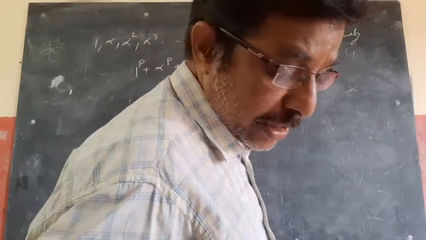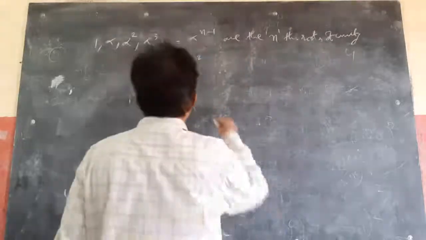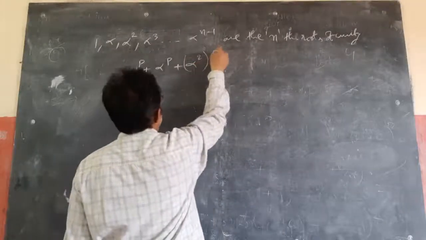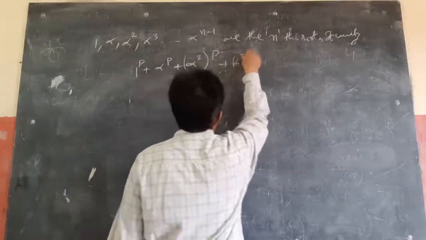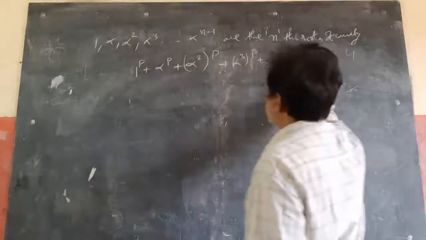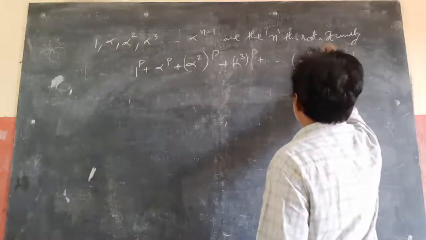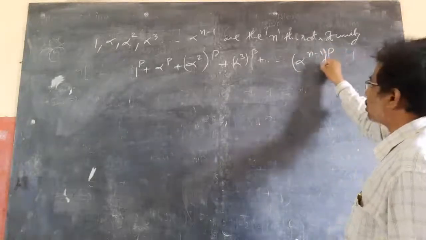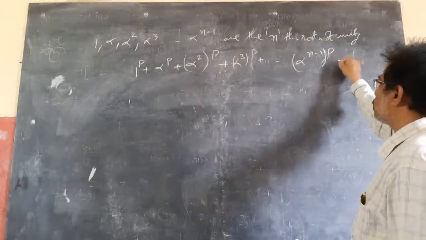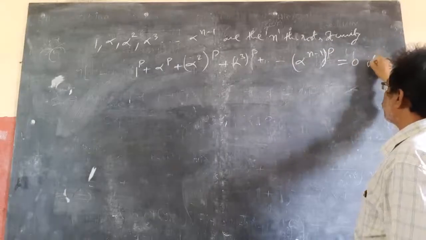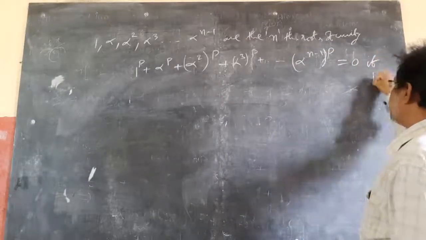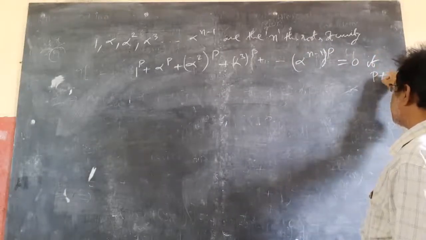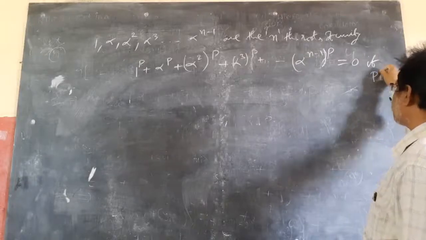Alpha power 2p, alpha power 3p and so on. Alpha square whole power p, alpha cube whole power p and so on. Alpha power n minus 1 whole power p is equal to 0 if p is not equal to nk, which means p is not a multiple of n.